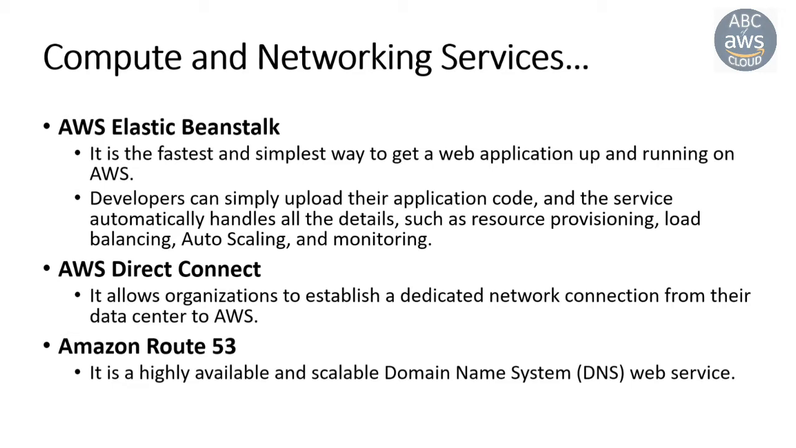Next in compute and networking services is AWS Elastic Beanstalk. It is the fastest and simplest way to get a web application up and running on AWS. Developers can simply upload their application code and the service automatically handles all the details such as resource provisioning, load balancing, auto scaling, and monitoring. So this is one service, Elastic Beanstalk. You have to only provide your source code and it will create everything.